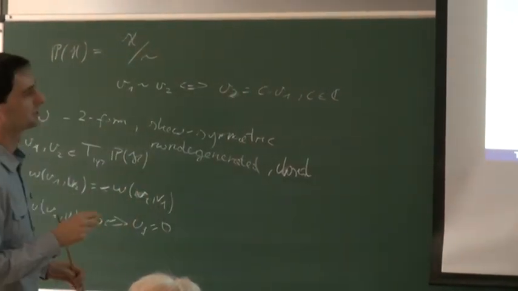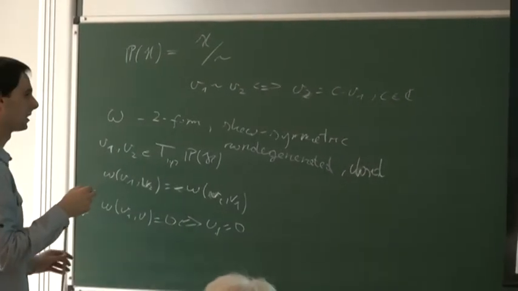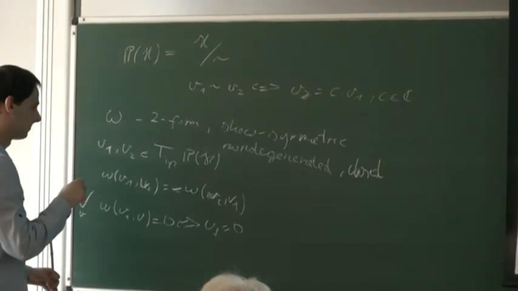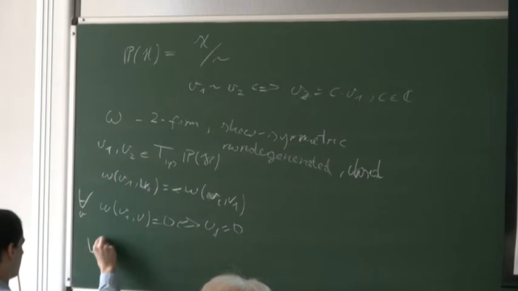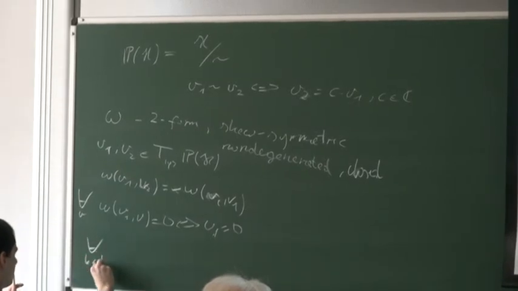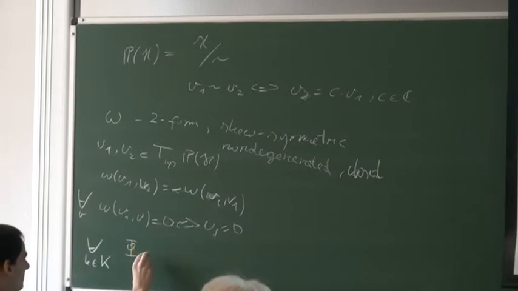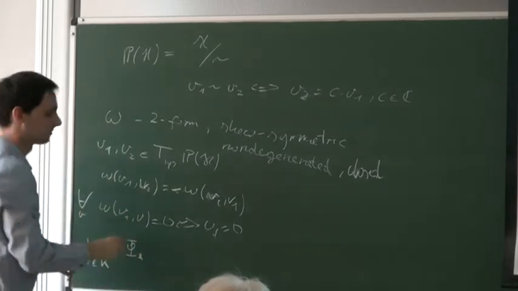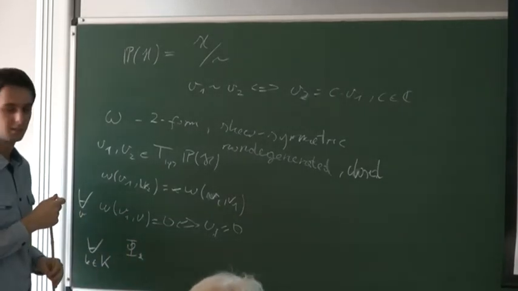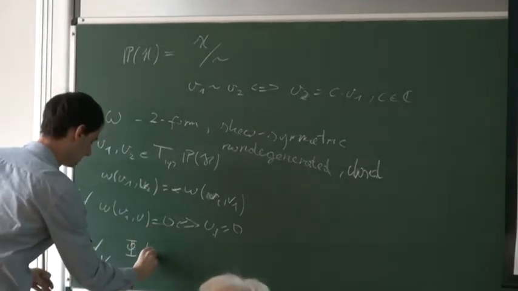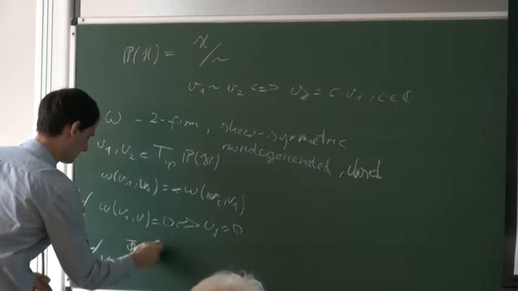So the local unitary operations preserve this form, which means that it holds for all k from the group K. Maybe at this moment it's not important to stress that it is under local unitary. It's simply under all unitary transformations, so in particular under local ones.